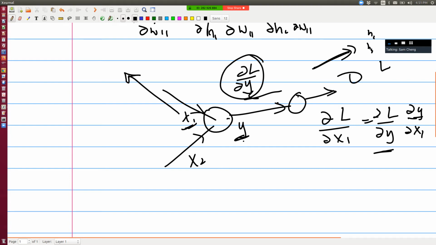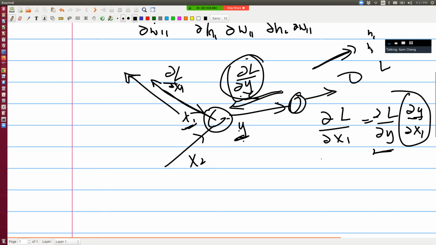See what I mean? So we have partial L partial Y passing back from this node to this node. Then I can pass this on to give partial L partial X1, as this multiplied by partial Y partial X1 here.